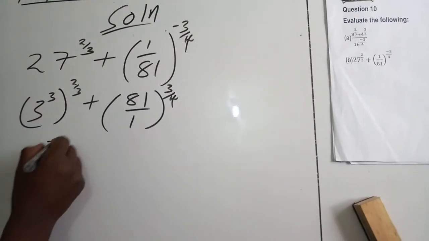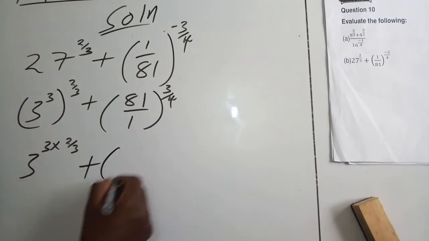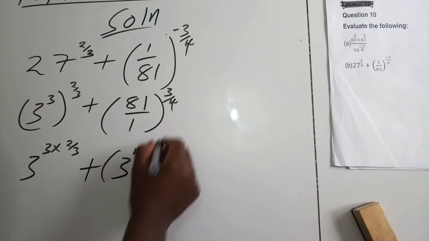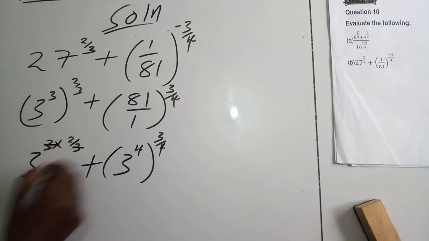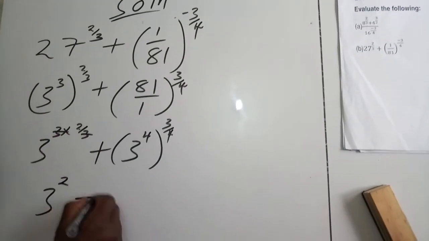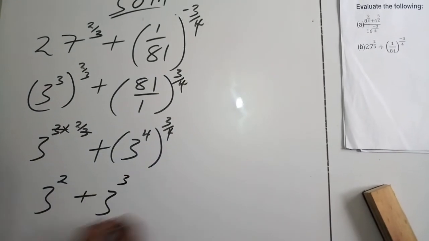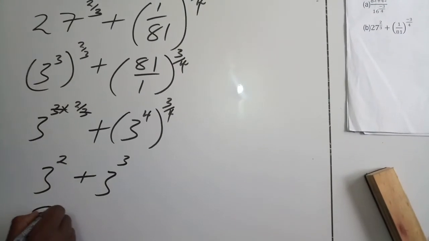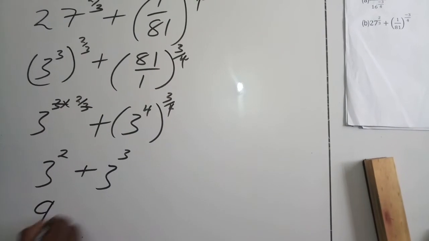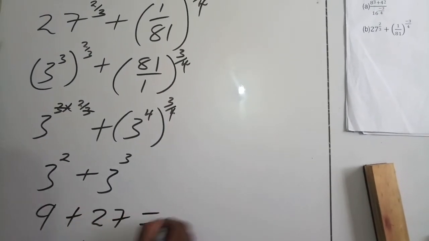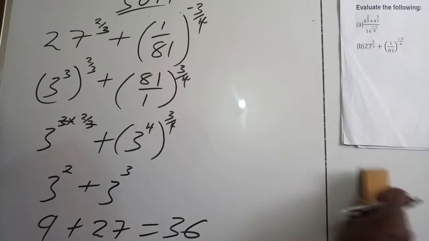Now this will come to what? 3 power 3 times 2 over 3 plus 81 is same as what? 3 power 4 times, of course, raised to power 3 over 4. This and this will give you what? 3 squared. Now here multiplying 3 over 4 by 4, the power left there will be power 3. Then you get 9 plus what? 27. Overall outcome is what? 36. We are done with those questions.